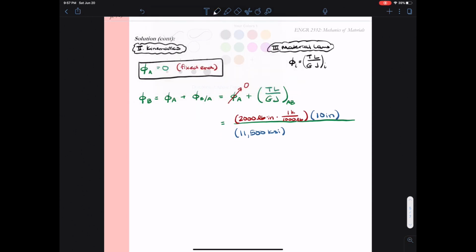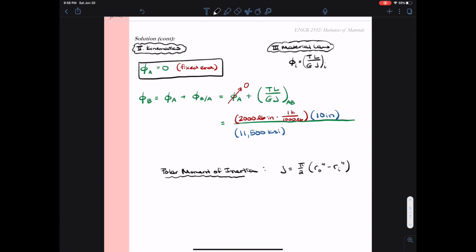Now, we want to go ahead and calculate J. We can put the calculation right in this formula if you're comfortable doing that. But since this is our first time doing an example problem, I'm going to write the polar moment of inertia separate so we can see how to do this calculation. So we said that the polar moment of inertia J for a circular rod was pi over 2 times the outer radius to the fourth minus the inner radius to the fourth.